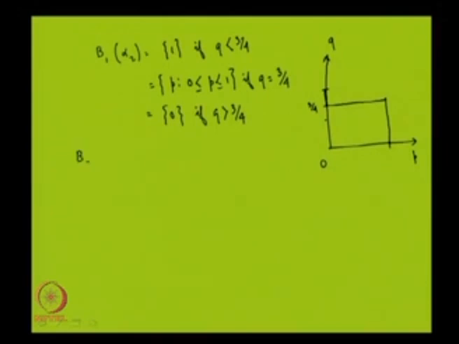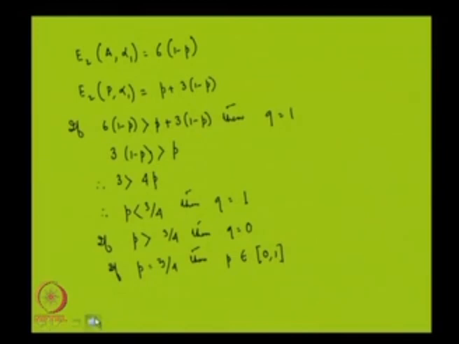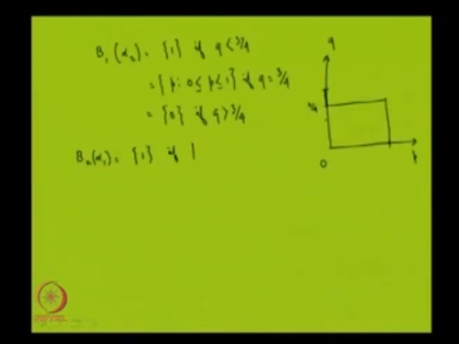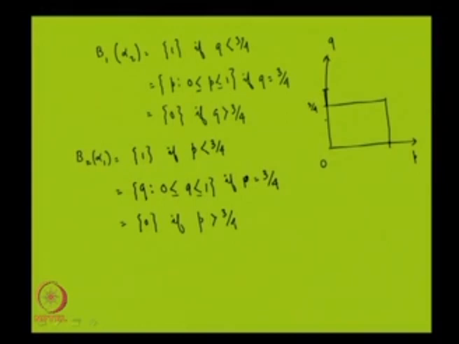Okay. And the best response function of player 2. If P is less than 3/4, Q is equal to 1. If P is equal to 3/4, then Q can take any value between 0 and 1, and Q takes the value 0 if P is greater than 3/4. So, let us suppose this is 3/4 value of P, then if P is less than 3/4, Q is equal to 1. If P is equal to 3/4, Q can take any value, and if P is greater than 3/4, Q is equal to 0.